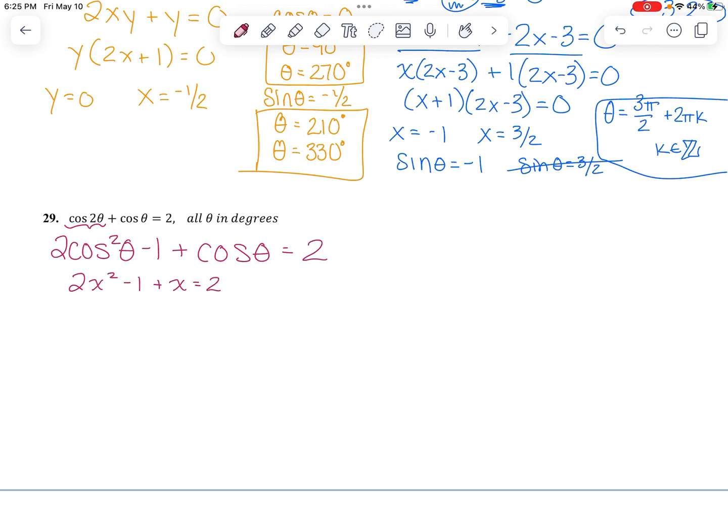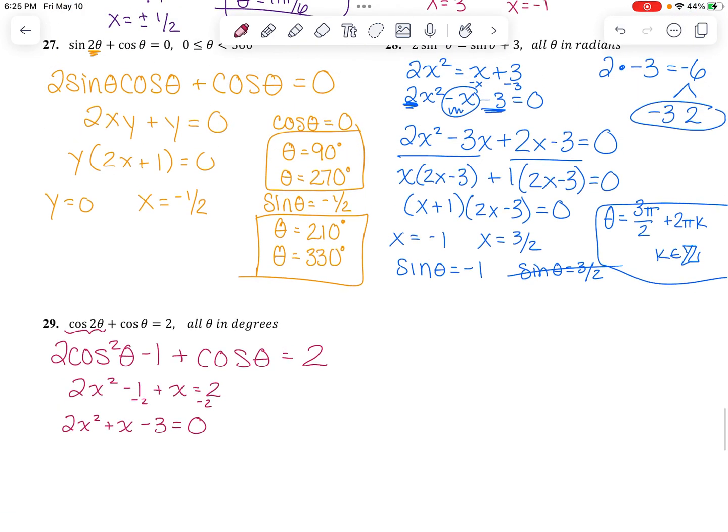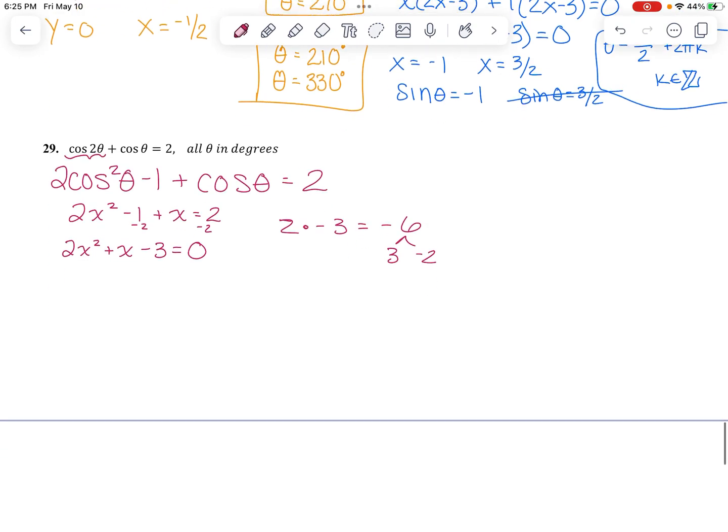2x squared minus 1 plus x is equal to 2 is what this looks like, which is quadratic. 2x squared plus x, I want it equal to 0, so minus 3 equals 0, and I have to factor. This one is similar to the last one, because it is AC method again. I'm still multiplying 2 times negative 3 and getting negative 6, but this time when I'm seeing what adds up, it's adding to a positive 1. So positive 3 and negative 2 this time.